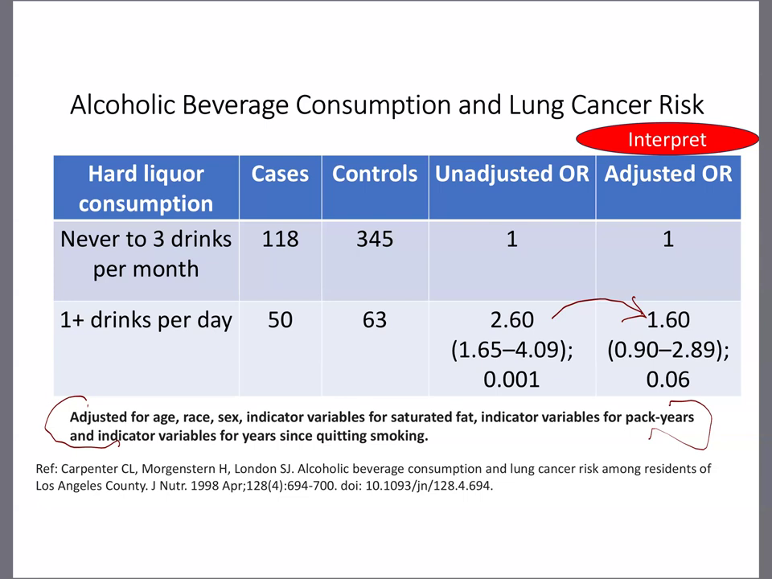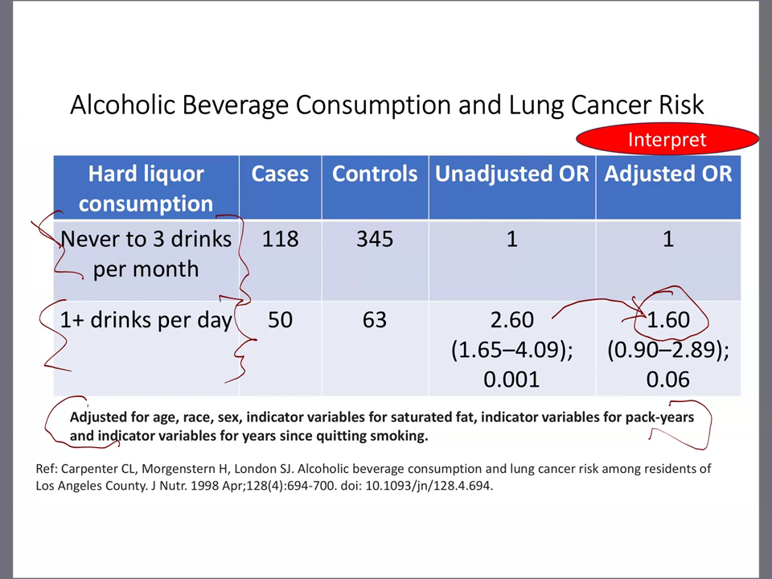So in this table, what do you see? That never to 3 drinks per month is the reference. 1+ drink per day is the exposure, right? So how would you interpret in a sentence? Supposing this 1.60, ultimately now you are interested in 1.60. So how would you interpret? People who drank more than 1 drink per day had 1.6 times higher risk as compared to people who did not, drank less than 3 drinks per month.